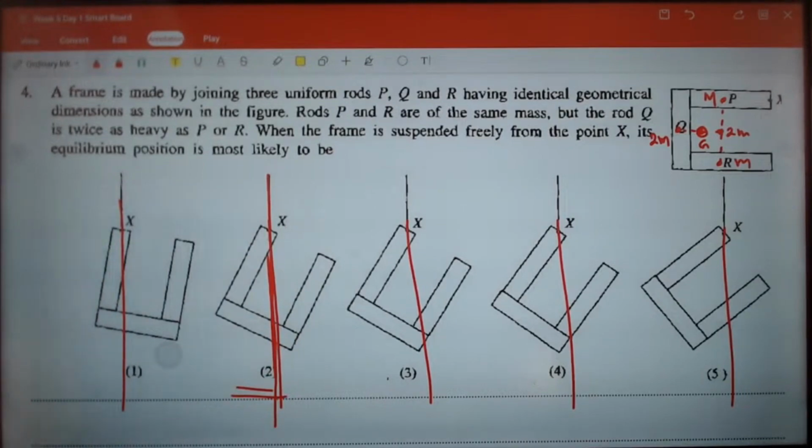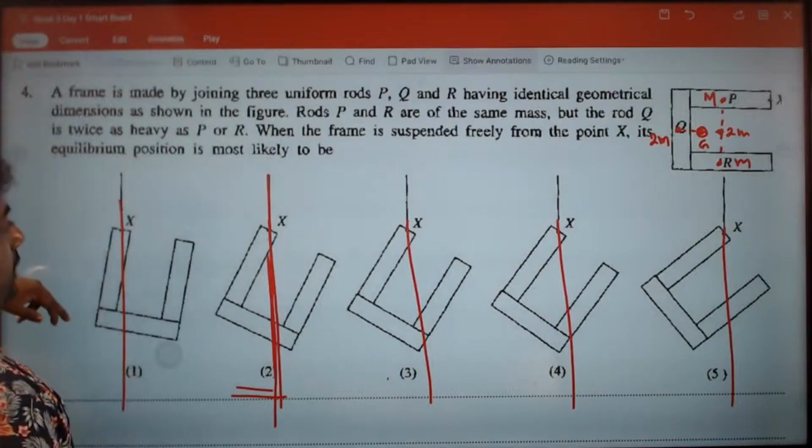In equilibrium, when we hang a particular object, the vertical line from the point we hang should pass through the center of gravity. Right? Moving on.